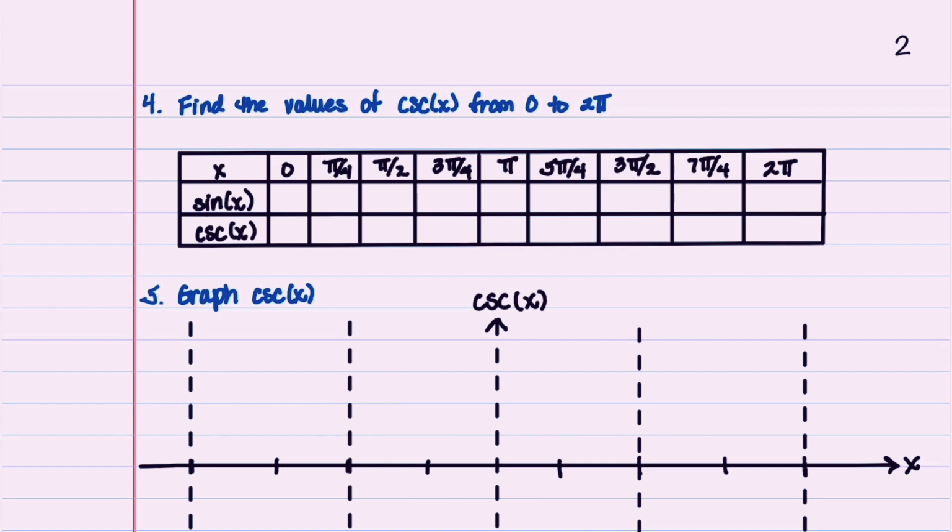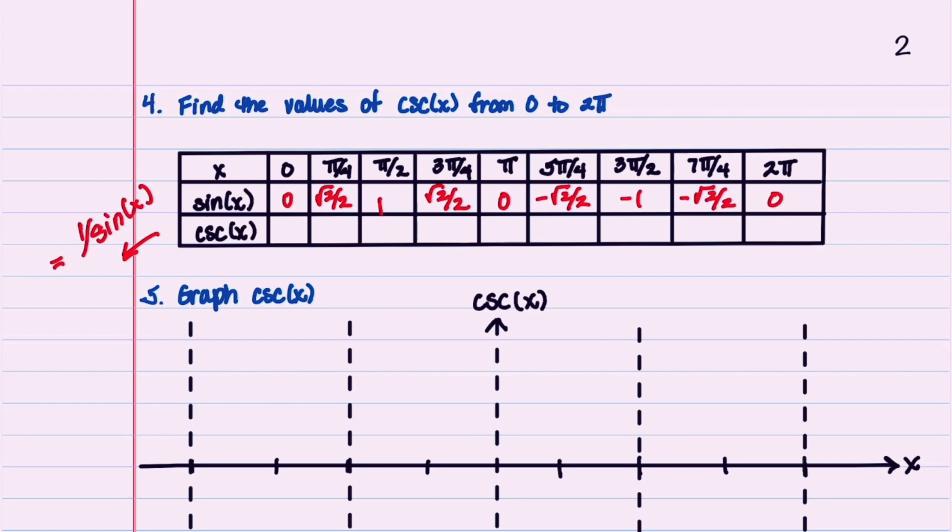Our next step is to find the values of cosecant x from 0 to 2 pi. We'll start with writing down what our sine values are from 0 to 2 pi. These values are 0, root 2 over 2, 1, root 2 over 2, back down to 0, and then minus root 2 over 2, minus 1, minus root 2 over 2, and back up to 0. We'll remind ourselves that cosecant x is equal to 1 divided by sine x.